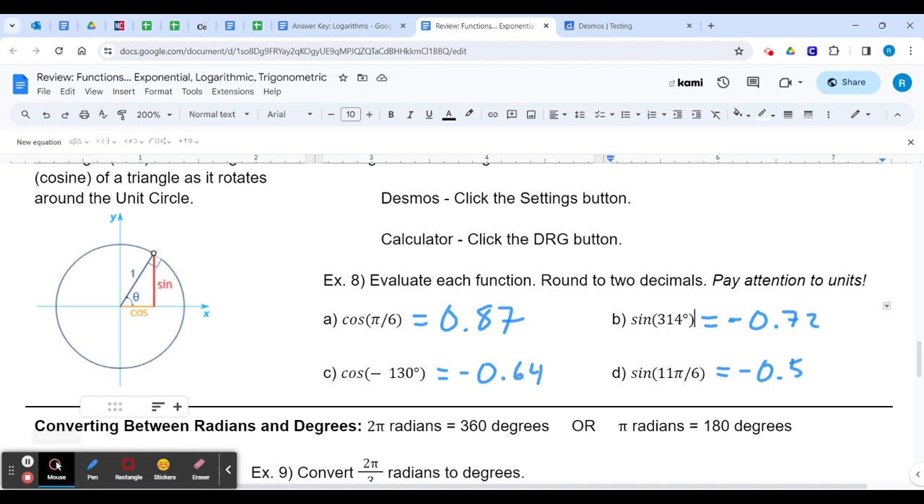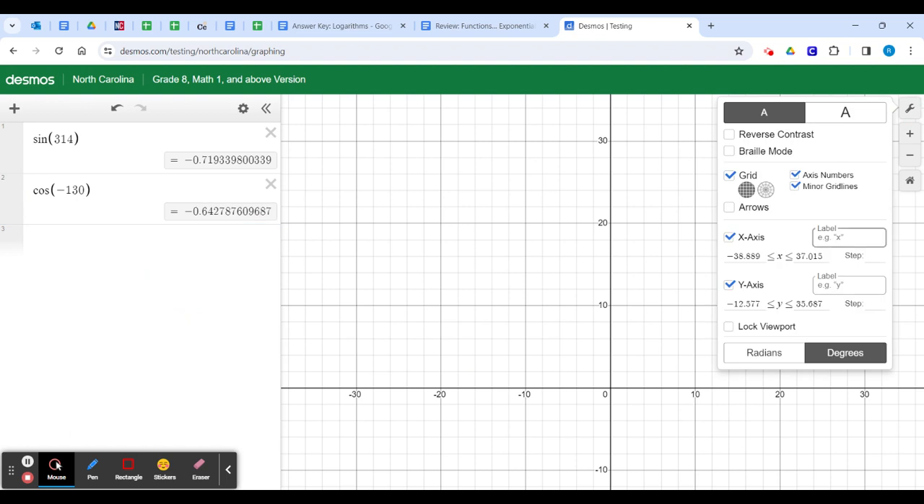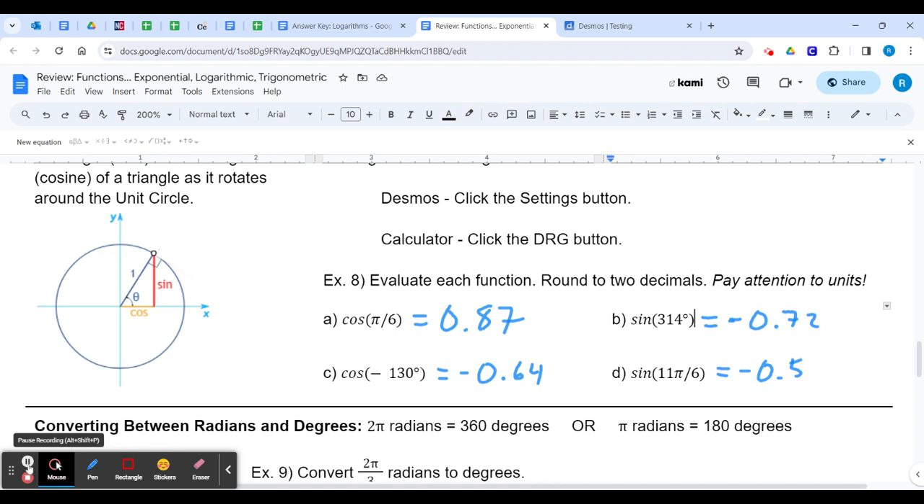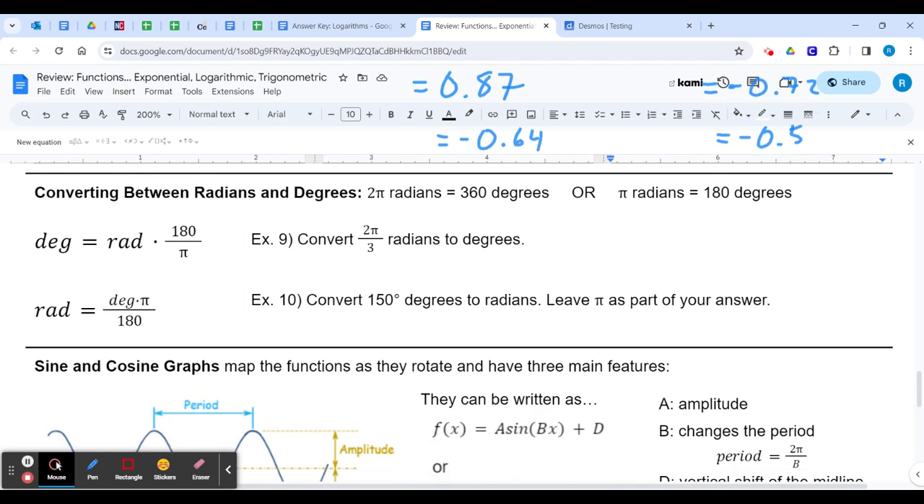And again, I just want to point out, if I go back to Desmos and I change these units again to radians, notice how the values in my equations change. So we want to make sure we're using the right units for our angles. So radians and degrees, they're both ways to measure angles. We can jump back and forth between them.